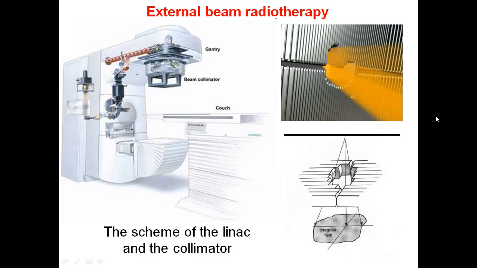The treatment couch on which the patient is placed moves him under the beam so that the beam of electrons or photons completely covers the selected volume of irradiation.